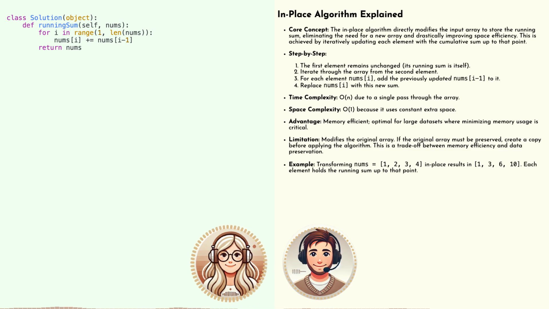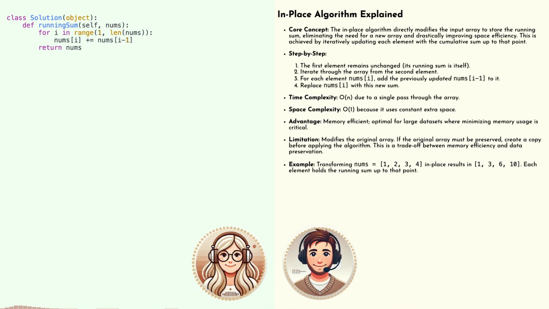Now for the final element, we take the updated third element, 6, and add it to the fourth element, 4, giving us 10. And we end up with [1, 3, 6, 10], our running sum array, but we never created a new array. That's the beauty of in-place modification. Okay, I gotta admit, that's pretty slick. So what's the efficiency like?